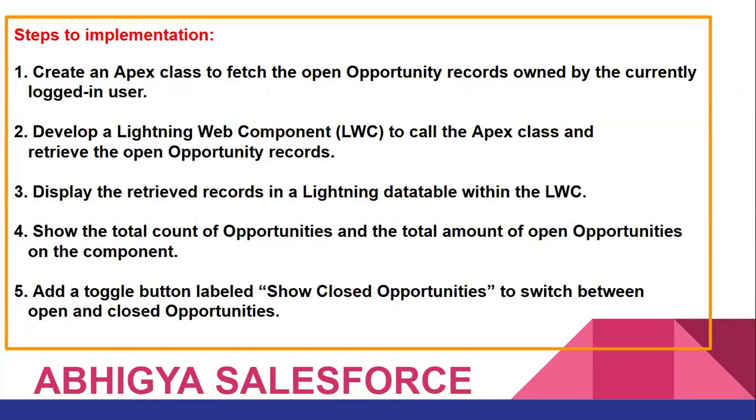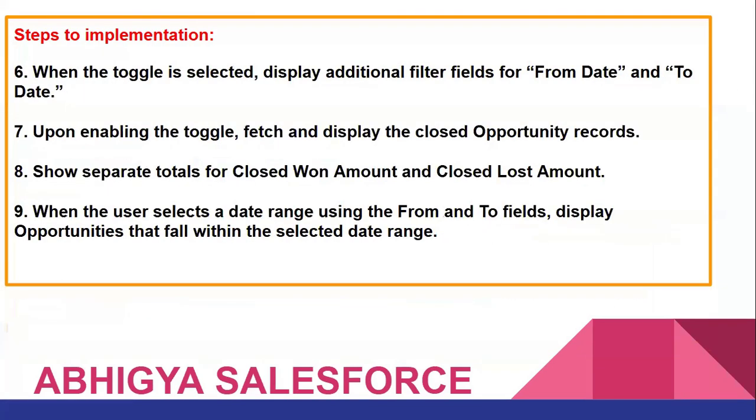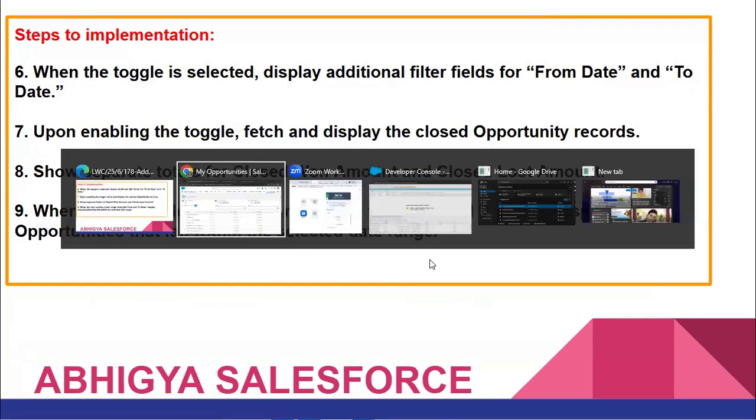We are discussing one of the real-time scenarios on open and closed opportunities. In the closed opportunities, by default, we display the logged-in user's closed opportunities. Now in this video, we are going to discuss date ranges. They can give the from and to dates, and based on that, we have to get the closed opportunities within those dates, fetch those details, and display them in the table. Let's see how we are going to implement that.